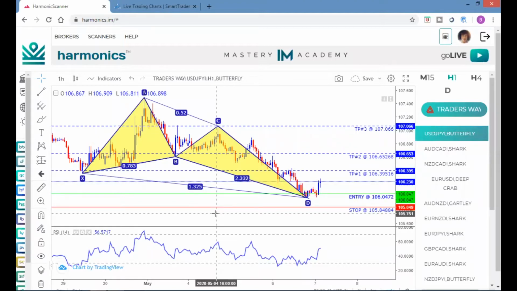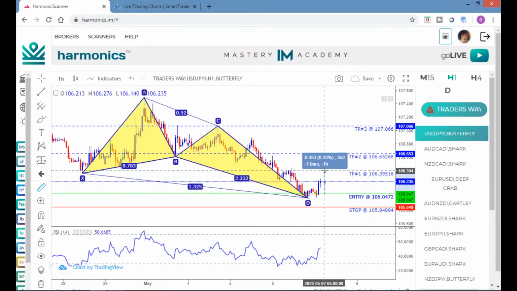We're taking a look at a dollar-yen setup on the IM Mastery Academy Harmonic Scanner. It's a 1 hour chart, butterfly pattern that was called for a buy. We are up currently. This trade right now off entry is about 20 pips. Our TP1 at 106.39 is about 35 pips. You got 60 pips to take profit 2 and just over 100 pips at take profit 3.